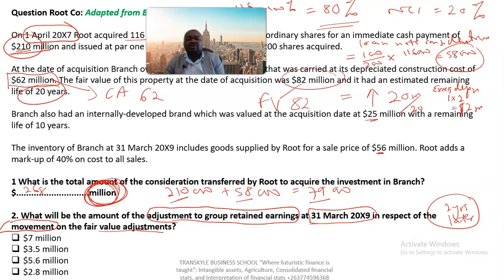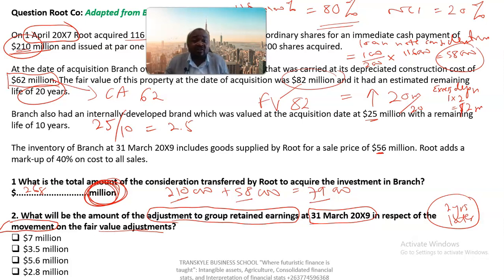Now let's read another one. Branch also had an internally developed brand which was valued at the acquisition date at 25 million, with a remaining life of 10 years. So this was an intangible asset with a definite life. If it is an intangible asset with a definite life, then it should be amortized annually. So the amortization is 25 over 10, which means every year we charge 2.5 million of amortization.